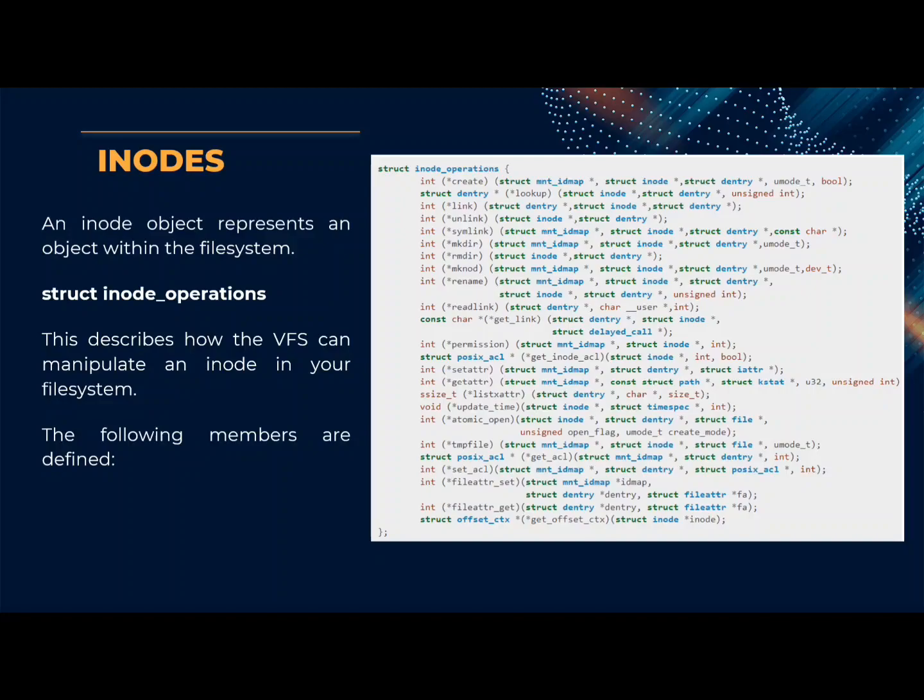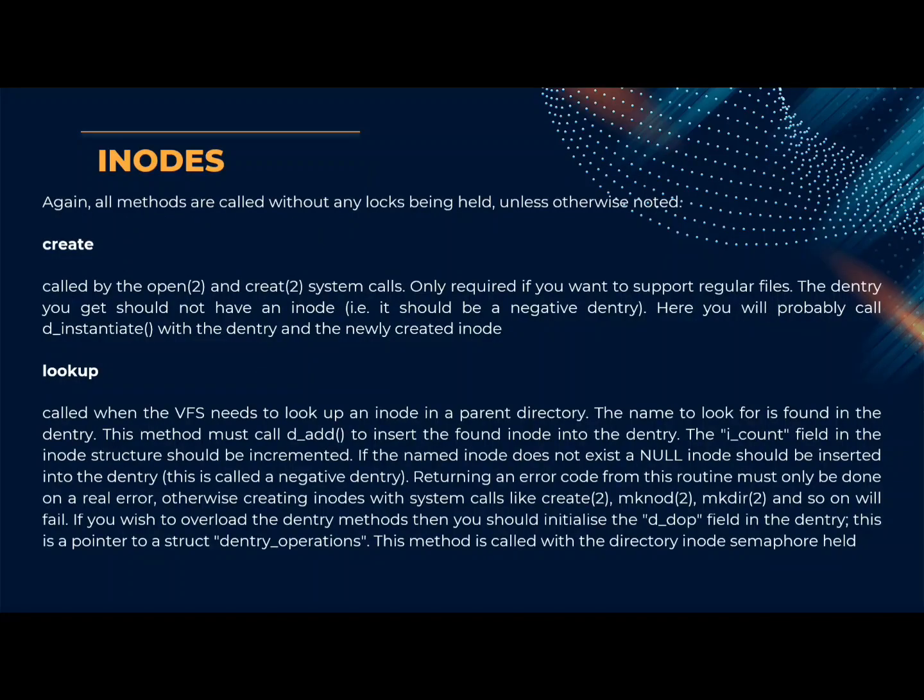we have create, lookup, link, unlink, symlink, and many more. Again, all methods are called without any locks being held, unless otherwise noted, just like superblocks. One of the things it can do is create, called by the open and create system calls, only required if you want to support regular files.